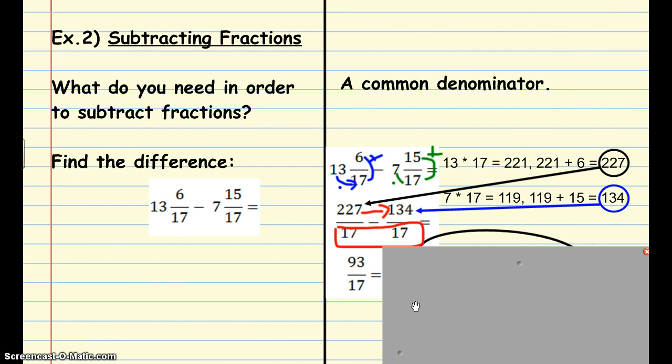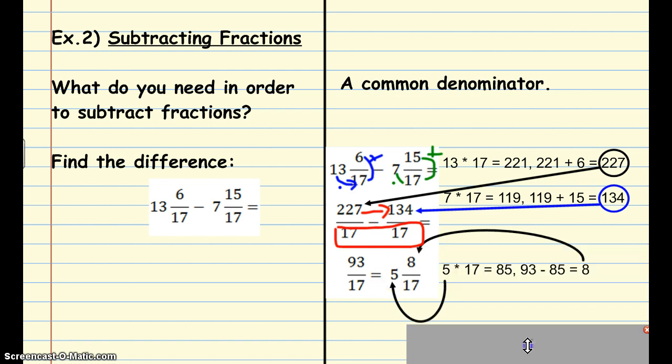Now, as we look at this fraction, we see that it's an improper fraction. So now I need to ask myself, how many times does 17 come out of 93? And that answer is 5. So 5 is going to become my whole number of the mixed number.